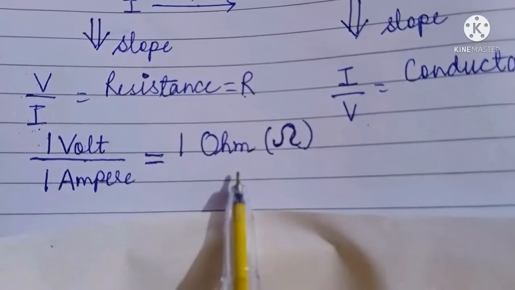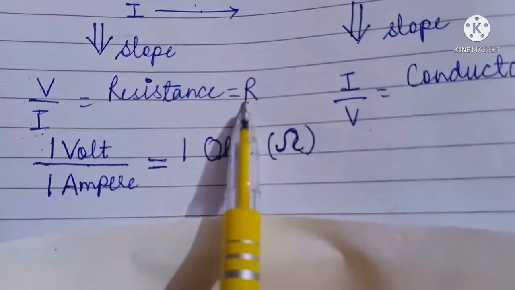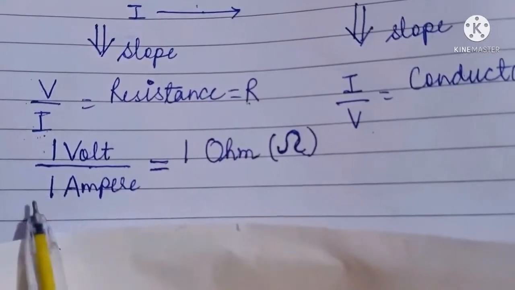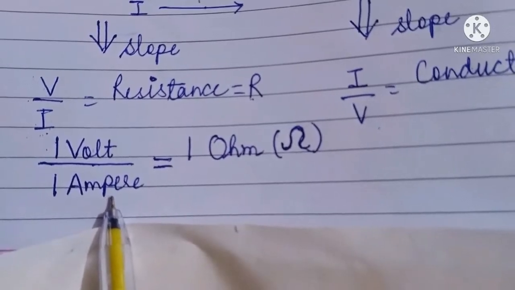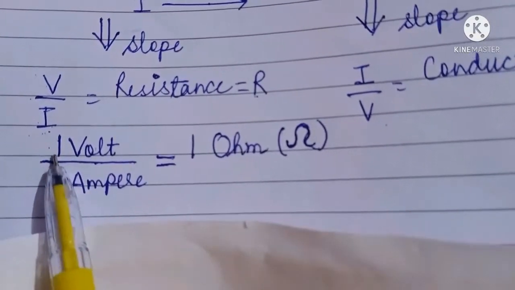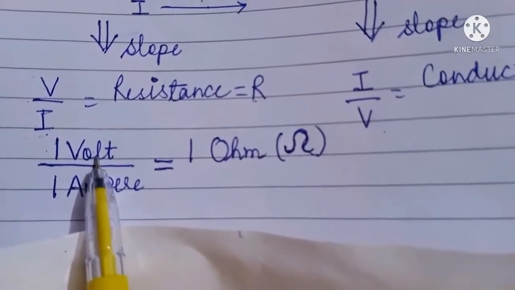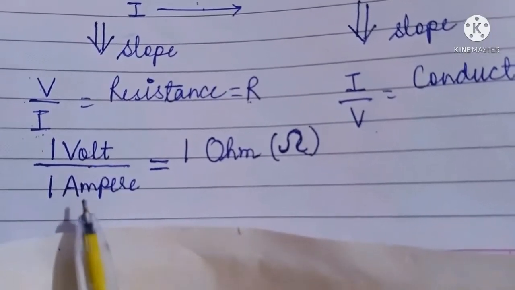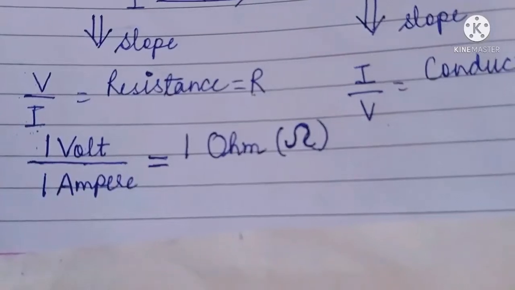1 ohm is the resistance offered by a conductor through which 1 ampere of current flows on applying 1 volt of potential difference across its ends. Am I clear? I'm just repeating this so that you get a better idea for the same.